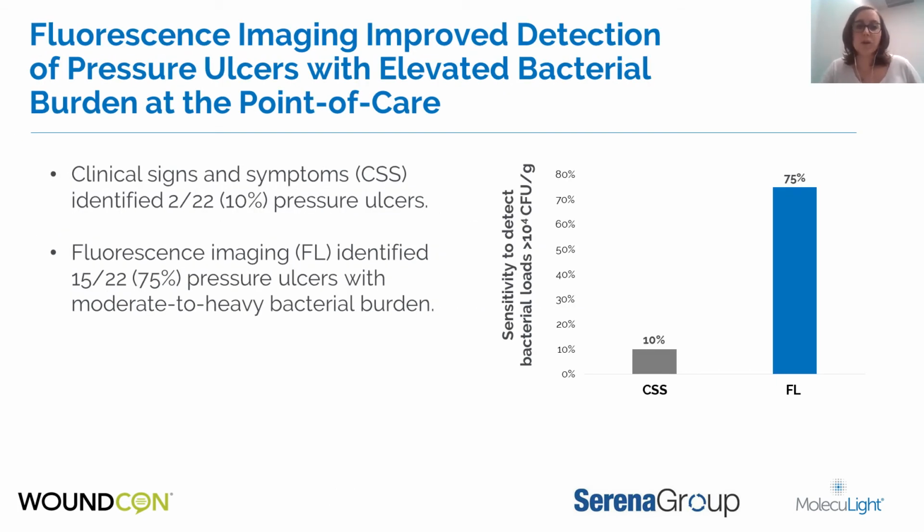Fluorescence imaging greatly improved detection of pressure ulcers with this elevated bacterial burden. Clinical signs and symptoms only identified 2 of the 22 pressure ulcers, despite the alarmingly high bacterial loads, and that yielded a sensitivity of 10%. Whereas fluorescence imaging identified 15 of the 22 with a sensitivity of 75% for identifying these moderate to heavy bacterial loads at the point of care.